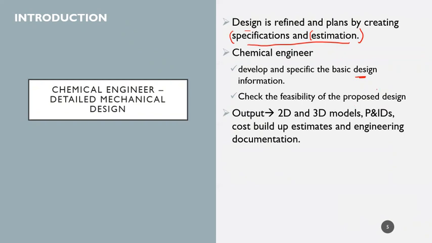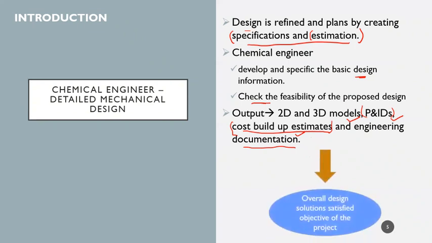So we ensure that all the design is correct, and then we can proceed with the fabrication before we can operate it. The outputs from this detailed mechanical design are 2D and 3D models, P&ID, and cost build-up estimate, because once we construct the detailed mechanical design, we have identified the material of construction, the operating conditions, and the type of the equipment. So we can come up with the cost estimation of that particular equipment, and also the engineering documentation such as the general assembly of the equipment, the plant layout, etc. Overall, the main purpose of conducting the detailed mechanical design is to ensure that the overall design solution satisfies the objective of the project.